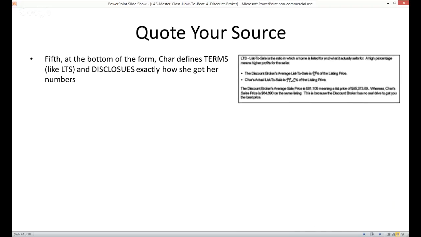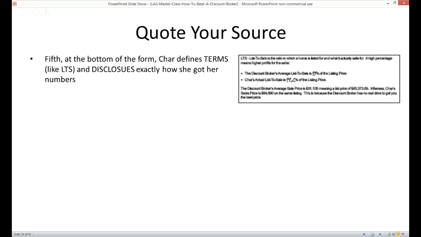Now, you also want to quote your sources. Yeah, you want to be straight up with this, that you're comparing apples to apples, and you want to show the seller exactly how you compared you to the discount broker and what guidelines you were using. And so you're going to have a disclosure somewhere on your page, and that's what she has here at the bottom. Char defines the terms like the LTS, because what is that if you don't understand that that's listing to sales price ratio, and disclosures of exactly how she got her numbers.